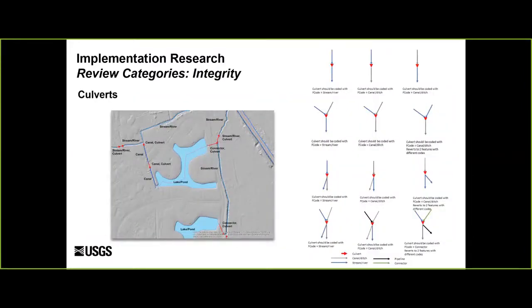For the data integrity category, we check to make sure the features are being collected according to the coding specifications. In some cases, such as culverts, there are specific rules describing how the codes should be applied based on characteristics of the feature. And our integrity tests check to make sure the rules are followed appropriately.